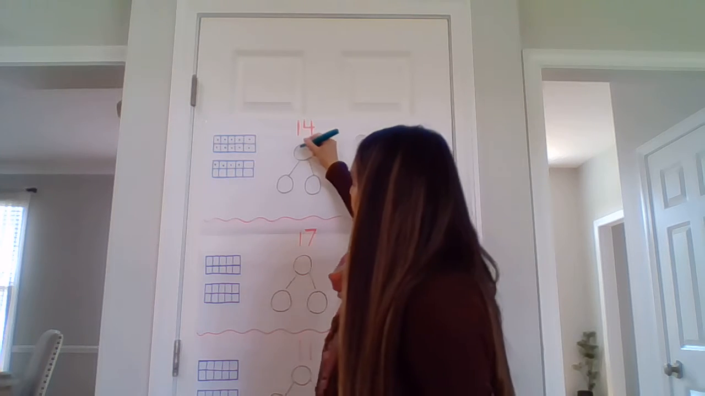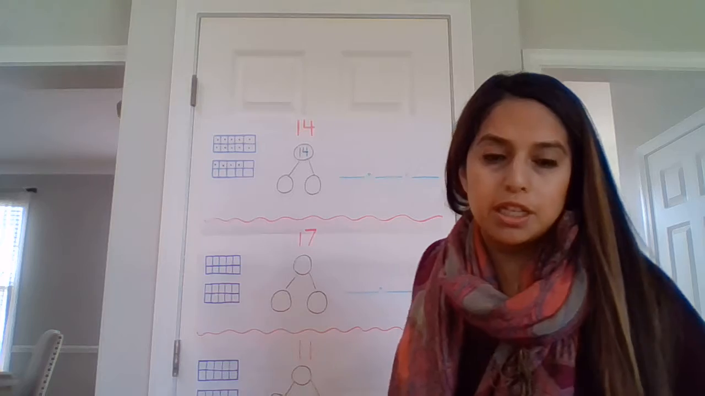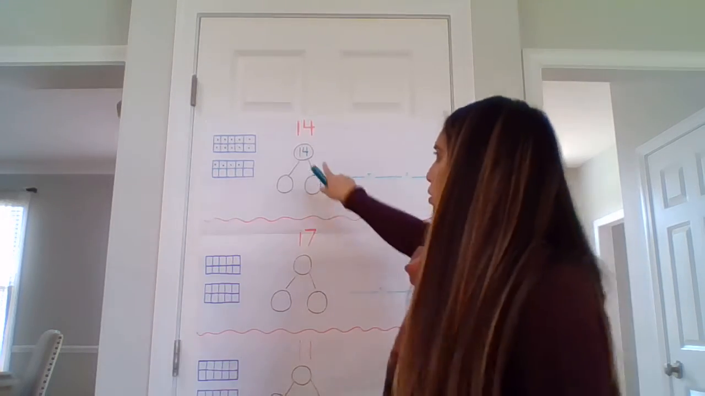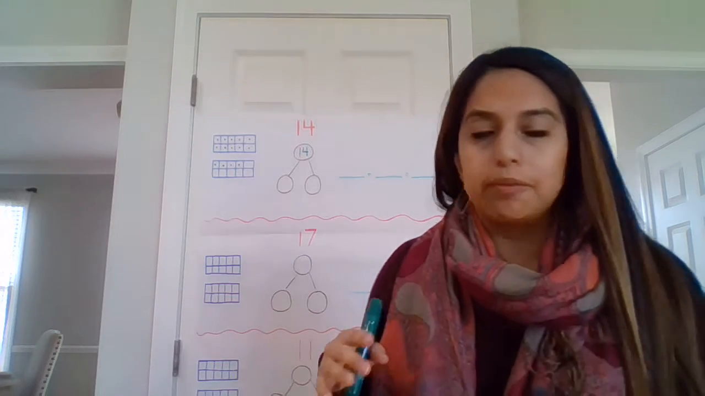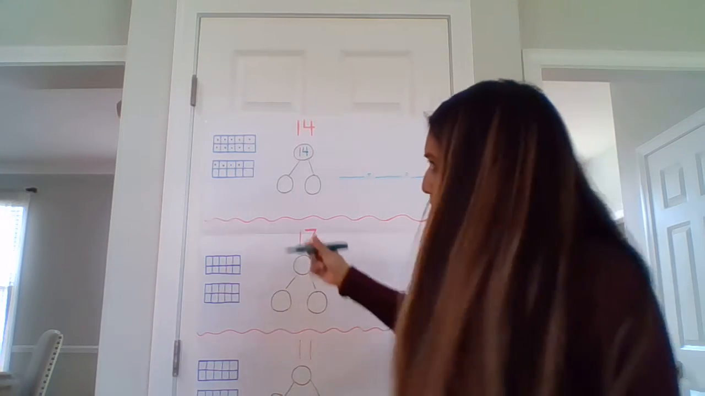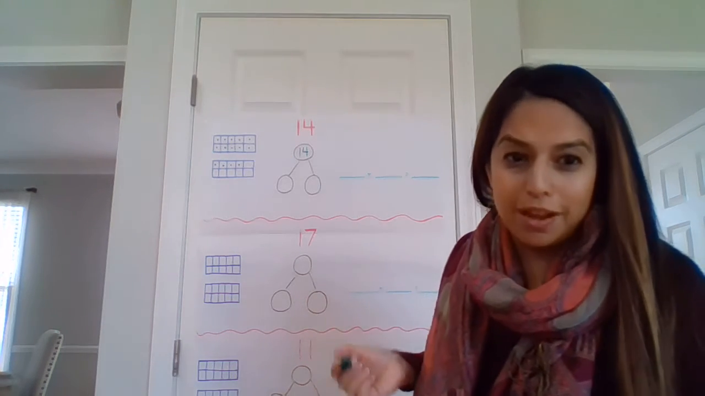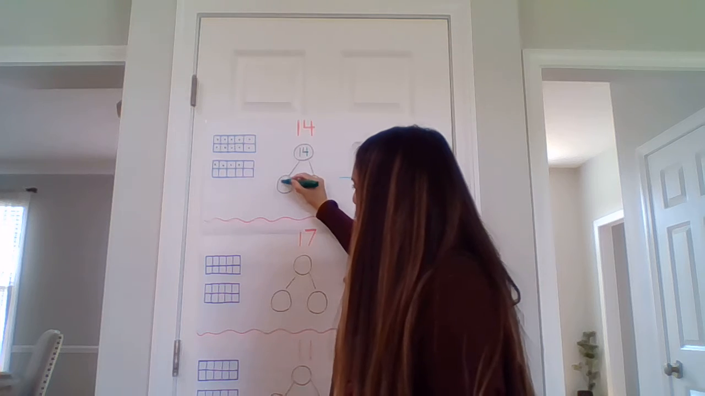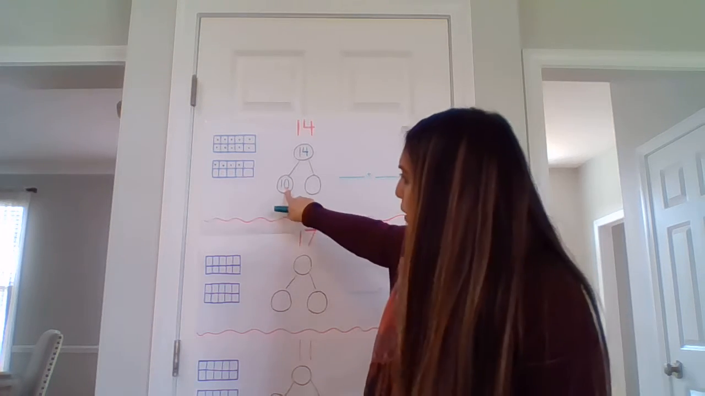Always at the top, you're going to put the number you're working with. So we're working with the number 14, and I wrote the number 14 in that top circle. Now we need to show how we broke apart our 14. The way we can find that out is looking at our 10 frame. In our top 10 frame, we have how many? We have 10. So 10 is going to be one of my parts, and I wrote 10 in one of my circles.